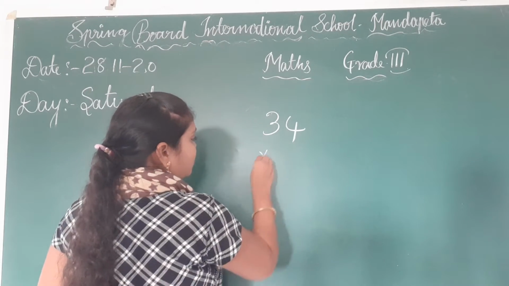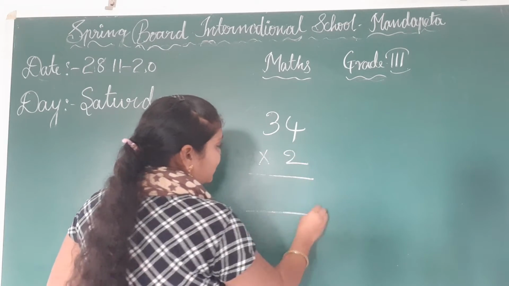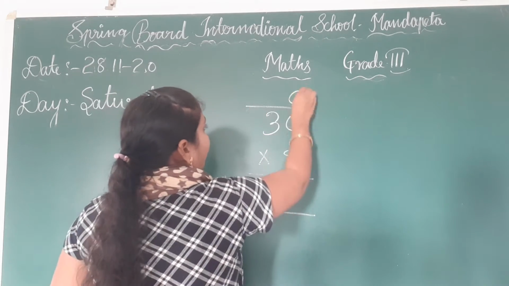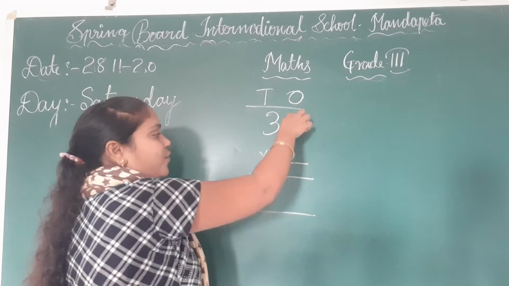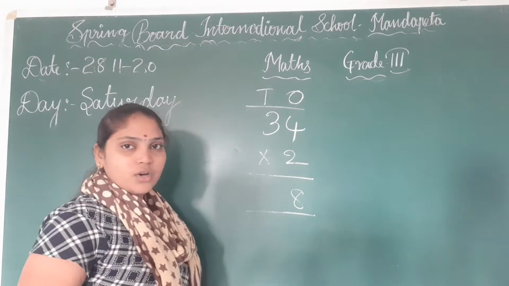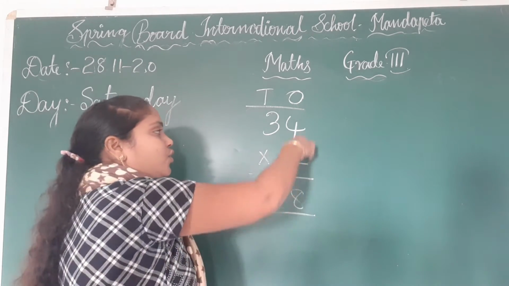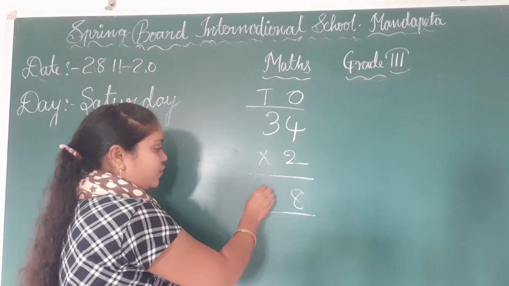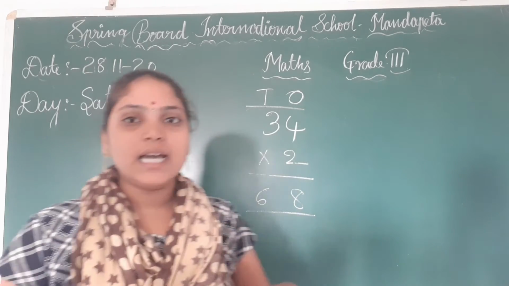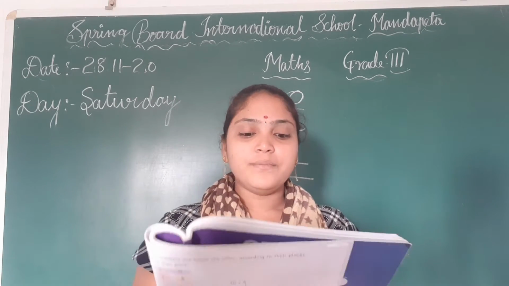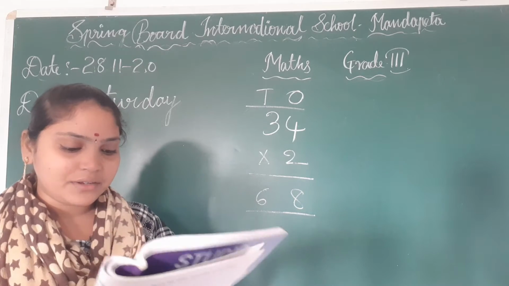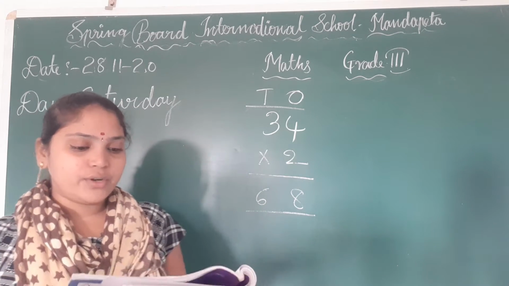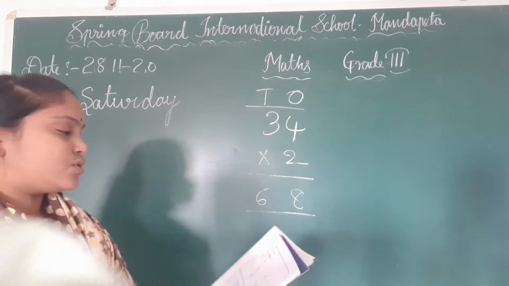That means multiply by 2 to get the total students. Multiplication always starts from the ones place. 2 fours are 8. Multiply like that, children. 2 threes are 6. So 2 fours are 8 and 2 threes are 6. So totally 68 students are traveling in these 2 buses.